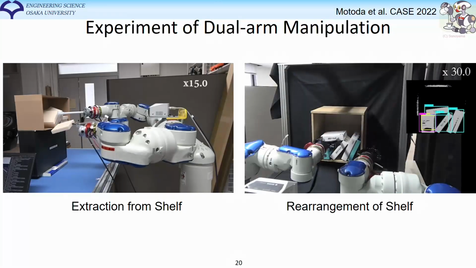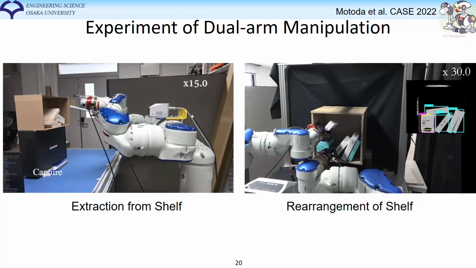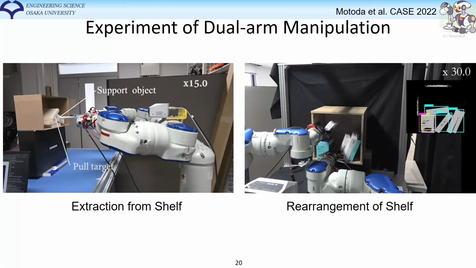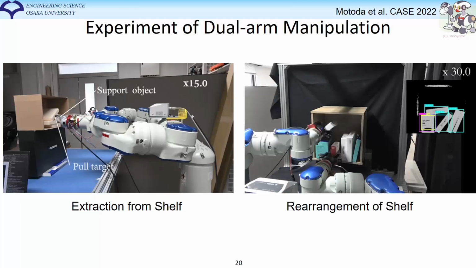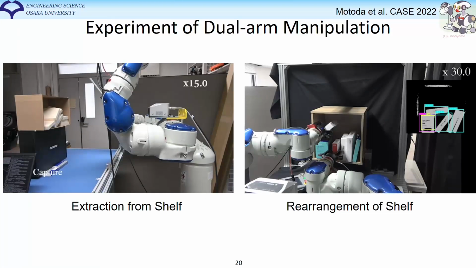And on the right-hand side, we apply this method for the rearrangement of the shelf, by rearranging the shelf and then putting another item into the space.